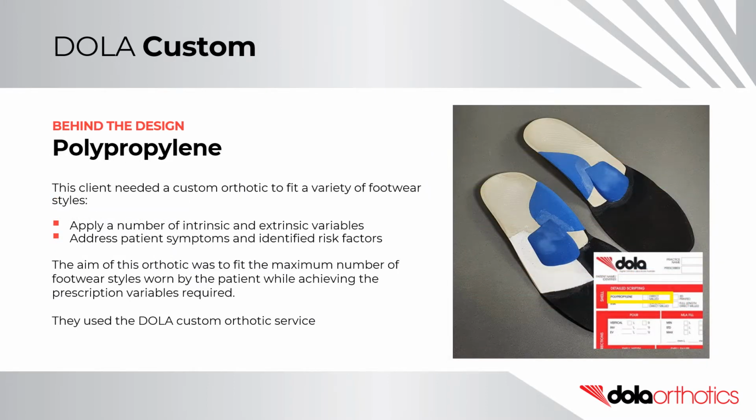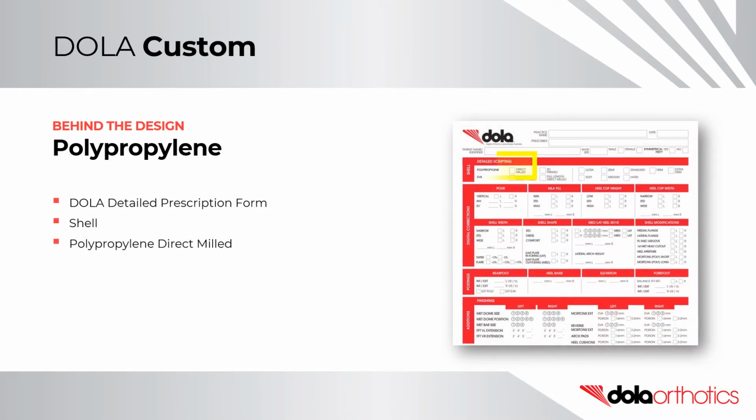Behind the design, polypropylene. This client needed a custom orthotic to fit a variety of footwear styles and to apply a number of intrinsic and extrinsic variables and address patient symptoms and identified risk factors. The aim of this orthotic was to fit the maximum number of footwear styles worn by the patient while achieving the prescription variables required. They used the DOLA Custom Orthotic service. They selected the direct milled polypropylene shell from the shell material options in the detailed scripting section on the DOLA Custom Prescription Form.